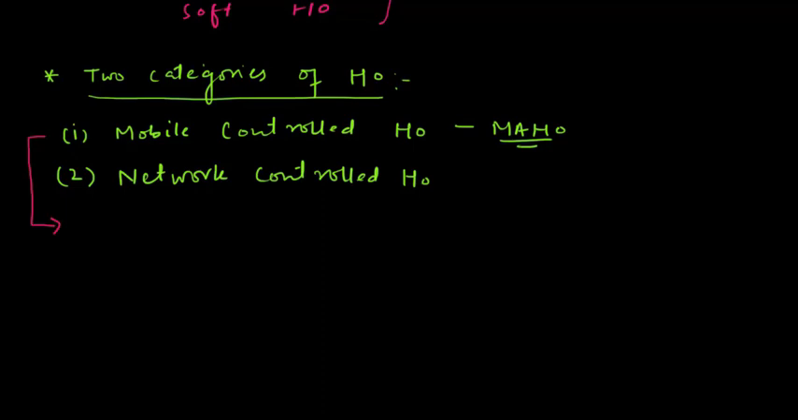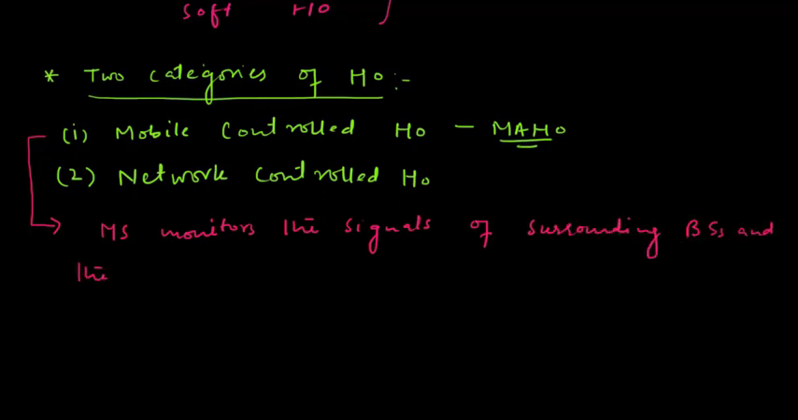In mobile controlled handoff, the mobile station continuously monitors the signal of surrounding base stations and the interference level on all the channels. The mobile station monitors these itself, and a handoff decision is made if the signal strength of the serving base station is less than some preset threshold value.